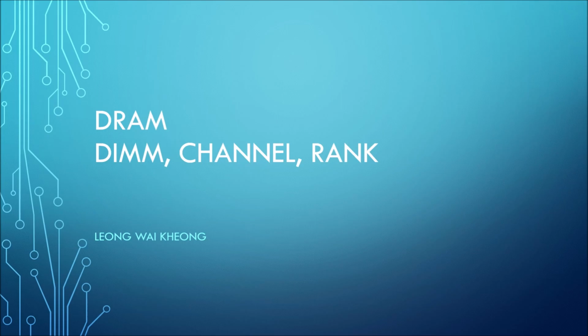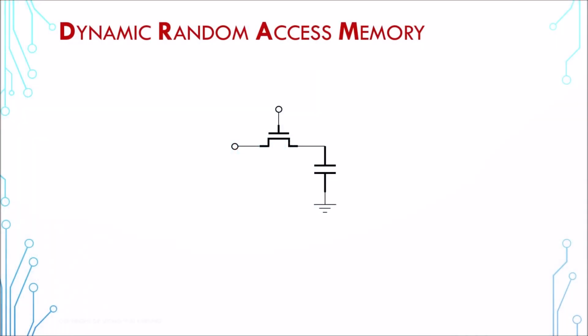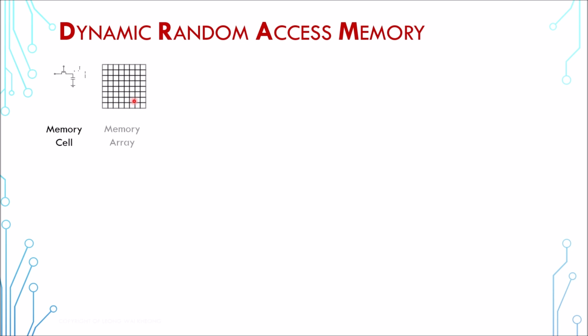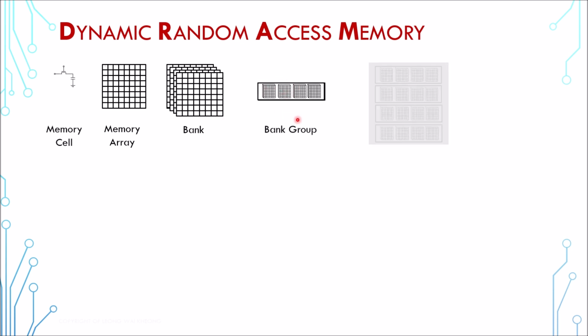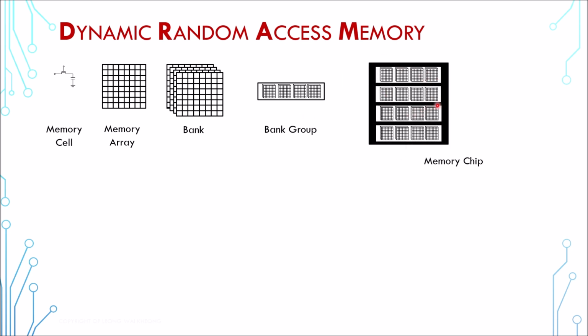In this video, we will continue on DRAM by looking at dual inline memory modules (DIMM) and the concept of channel and rank. We started off this series by looking at memory cell. Using memory cells, we can form memory array, and several memory arrays are used to form a bank. And this is where we left off previously. Now several banks can form a bank group, and several bank groups form one memory chip.